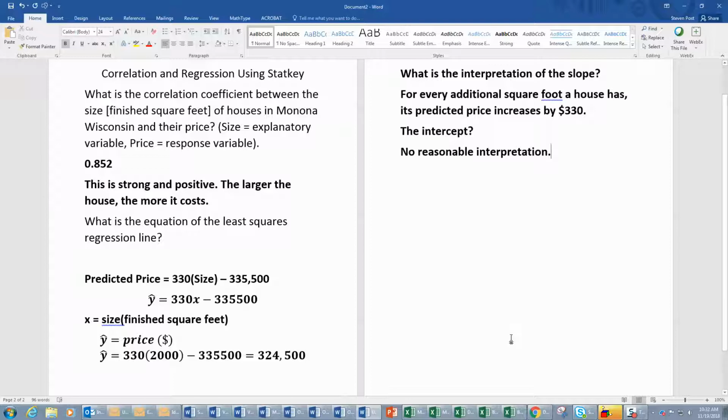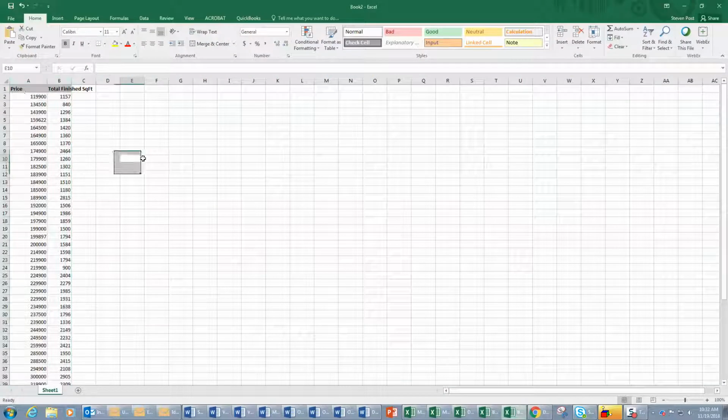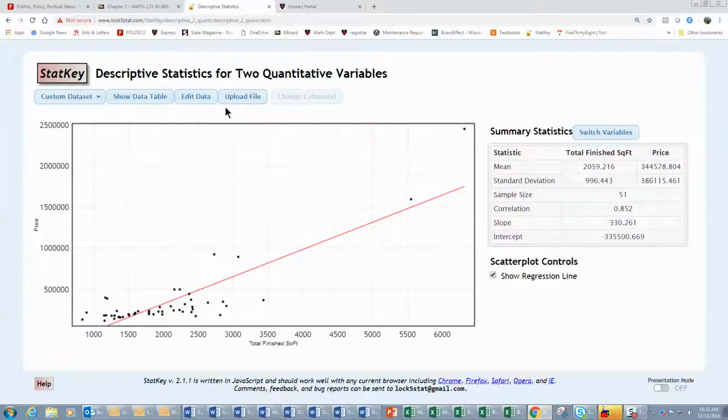So the important thing here, though, is just to get comfortable with Statkey. You grab the data. You need 2 columns of quantitative data. Copy, paste them into Excel. Switch the variables if you need to get the order of your variables right, to get your explanatory variable on the x-axis. And then you can read the correlation coefficient here, and then the equation of the line. Here's the slope, here's the intercept.